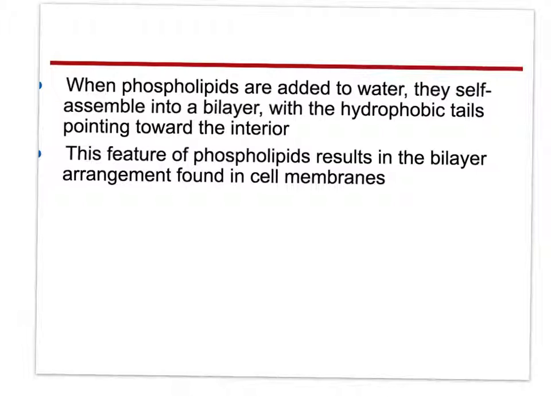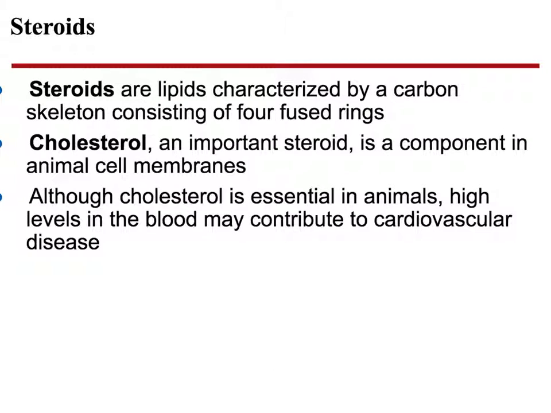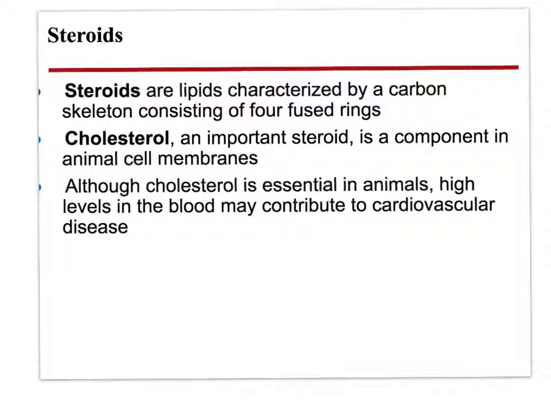All right? So the ones with thin tails are unsaturated. Okay? This feature results in your bilayer arrangement found in your cell membranes that looks like I've been drawing. Right? That's your phospholipid bilayer. Questions on phospholipid bilayers and the structure of phospholipids in general? Okay? We're going to come back to that when we talk about plasma membrane next week.